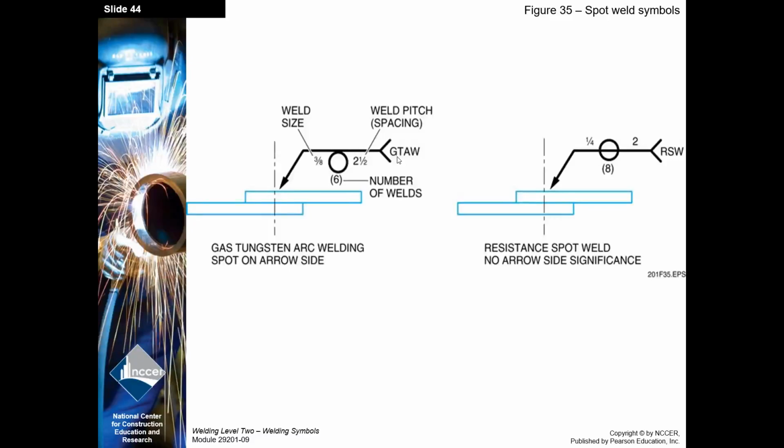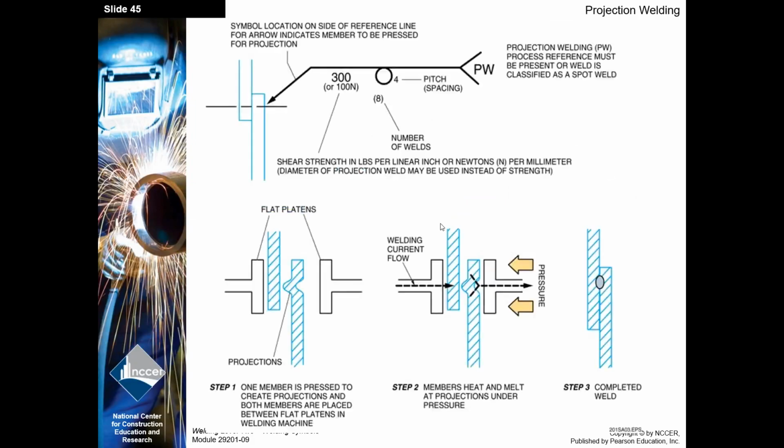In the tail goes the process. They were resistance seam or spot welding over here, TIG welding here. There you go. There's a spot weld there, a projection weld with the 100 newtons or 300 pounds per inch of shear strength. You've got your pitch spacing, so the center is 4. The number of welds is 8.